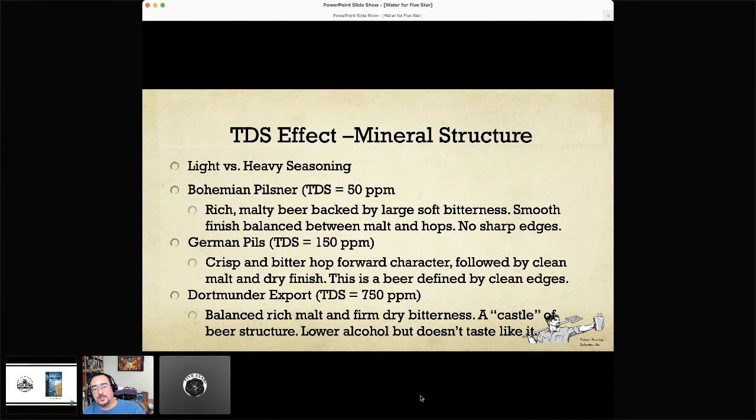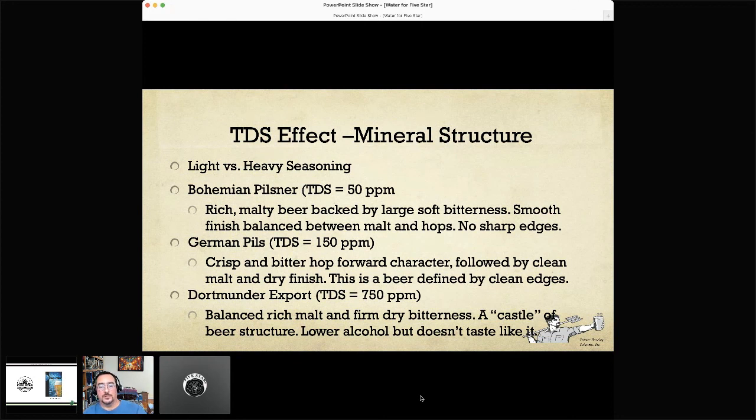Total dissolved solids, the light versus heavy seasoning aspect. If you think about these three beer styles, Bohemian Pilsner, German Pilsner, Dortmunder Export, very similar recipes, but different beer styles. And the water TDS, the structure, is one of the factors that makes these beer styles different. So Bohemian Pilsner with very low TDS, low mineral, tends to be a rich, malty beer, but with a large soft bitterness. Soft flavors, soft malt and hop flavors.